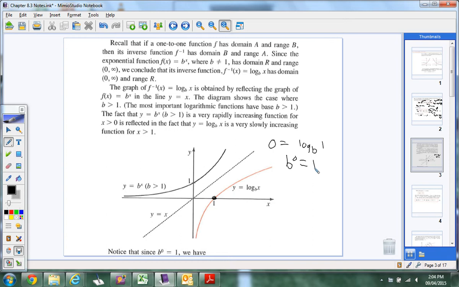Vice versa, same thing here. When x is 0, you get 1. That's why they're inverses. Remember, inverses are what? Switch x and y, and then solve for whatever you're trying to find the inverse of. Any questions? Still doing okay? All right.